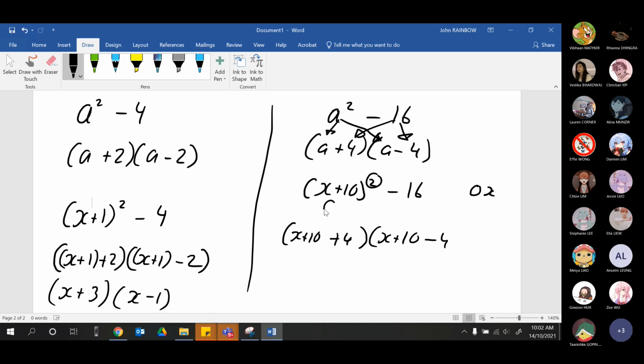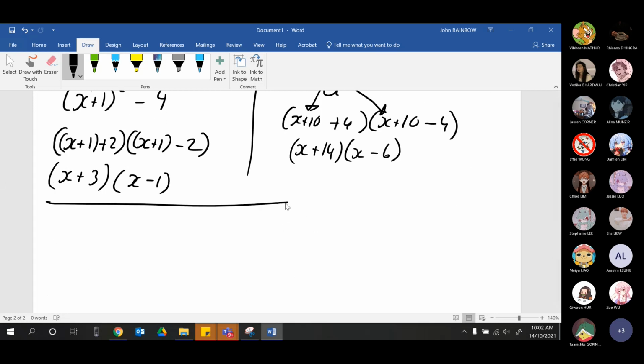Well, instead, this thing's kind of like a. So this goes here and here, and that goes to plus or minus 4. And then we can just simplify that. So that would be x plus 14 and x minus 6.